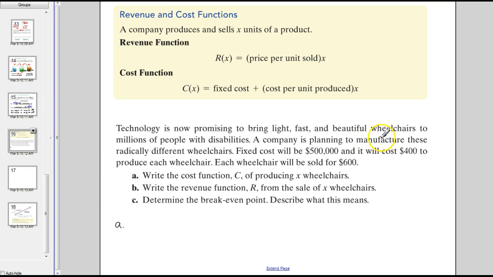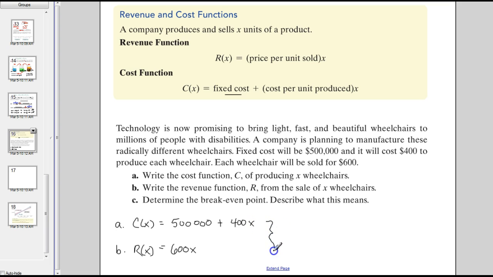So it's planning to manufacture these different wheelchairs. Fixed cost is 500 grand, so the cost function C of X is the 500,000, and then we add the marginal cost, which is $400 to produce each wheelchair, so 400 times X. Alright, and then the revenue function, R, it's the price that we're going to sell them for times X. So the price we're going to sell them for is 600, so that's just 600 times X. Alright, break-even point. Describe what this means.